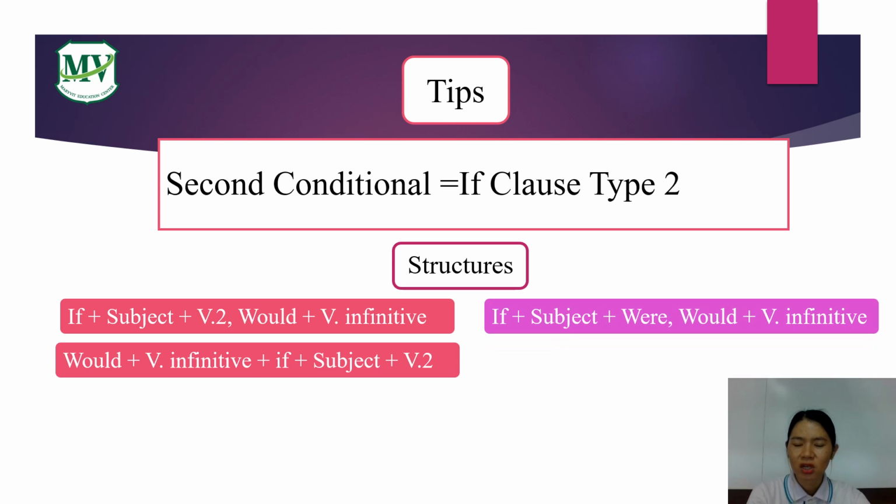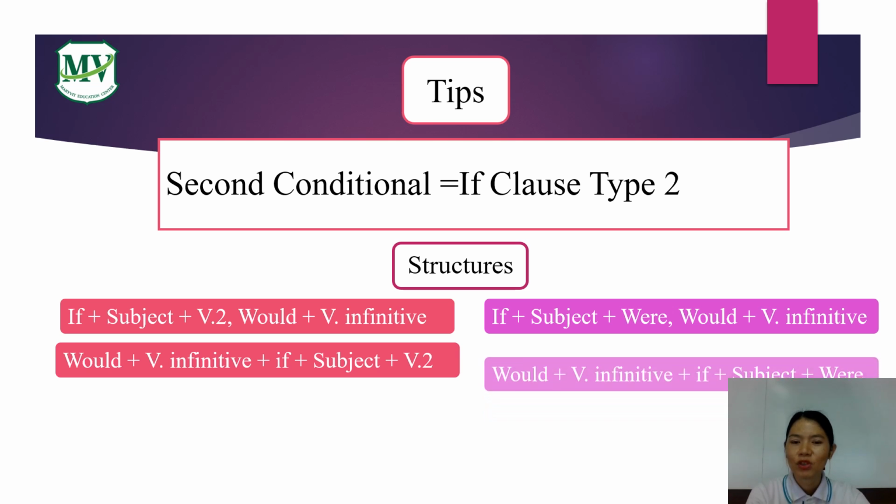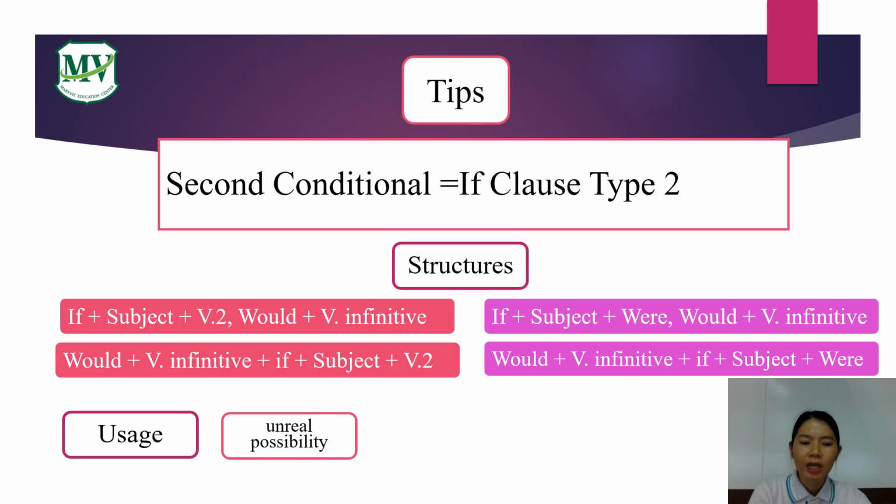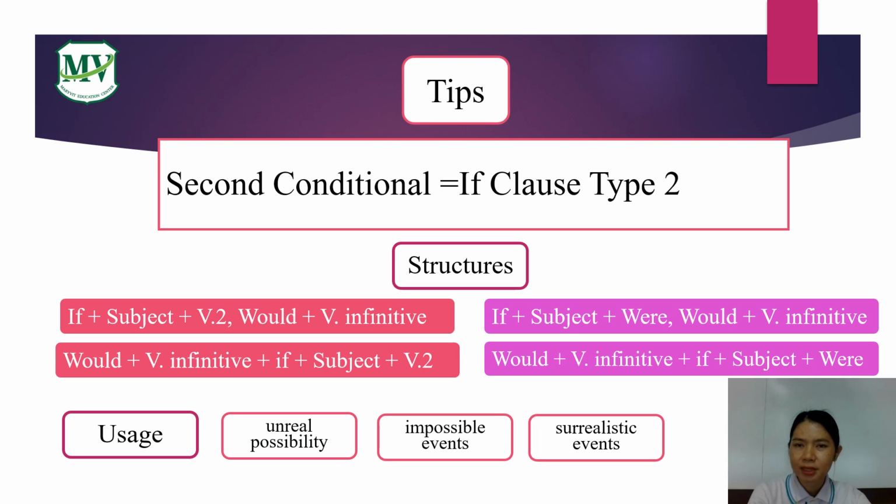For the second structure, you can use if plus subject plus verb, comma, would plus verb infinitive. You also can use would plus verb infinitive plus if plus subject plus verb. For the usage, you can use second conditional with unreal possibility, impossible events, or surrealistic events. Please keep that in mind.